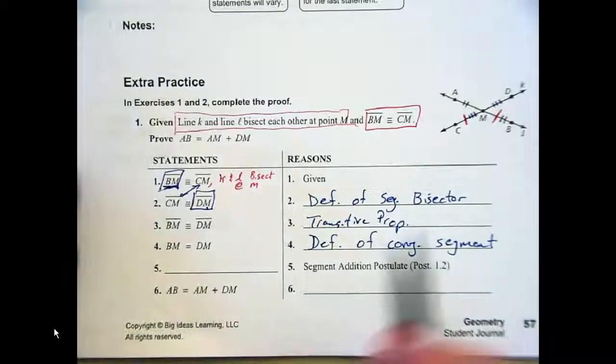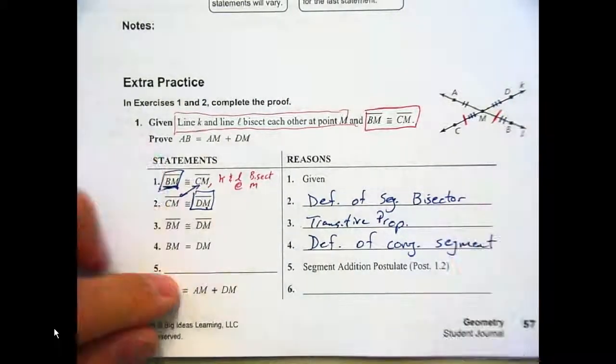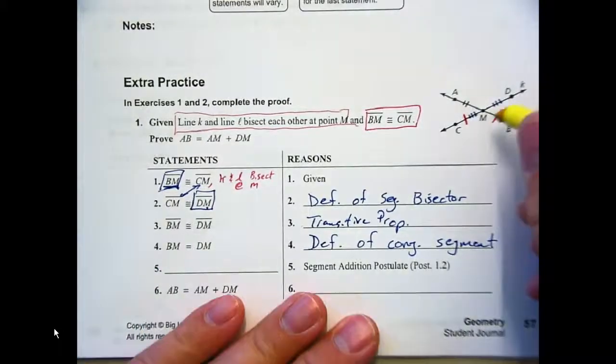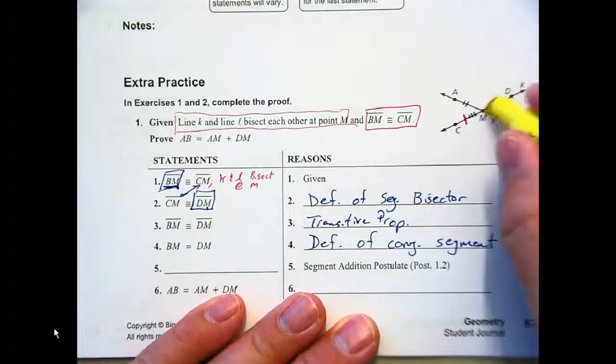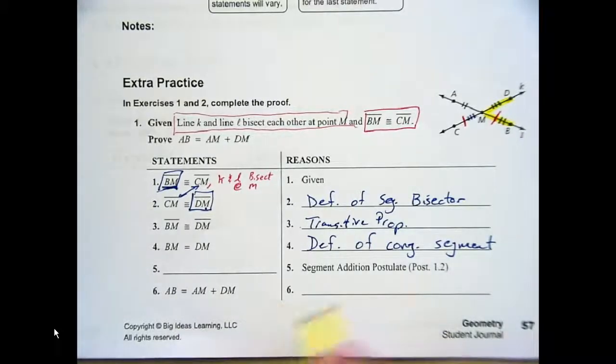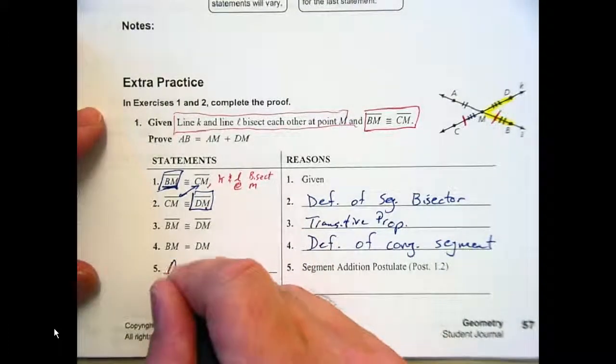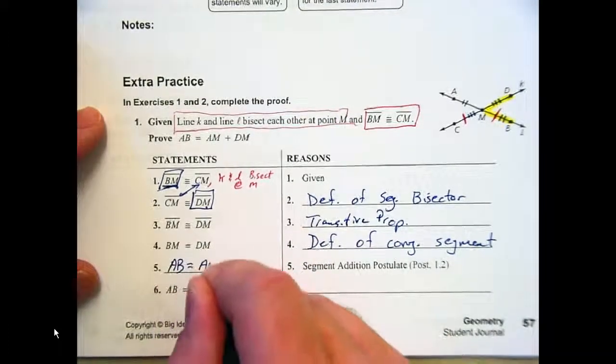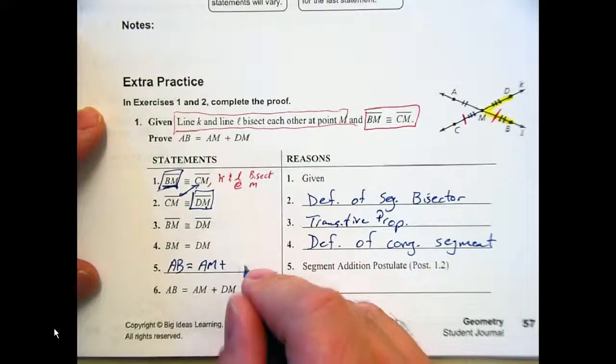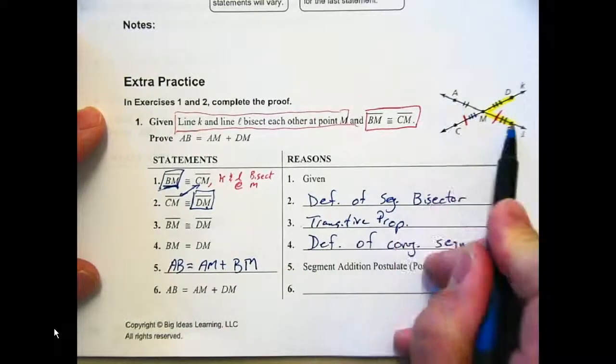All right. So now we know BM, and I'm going to start highlighting some of this to make it a little easier. BM is congruent to DM. They're equal. Based on the segment addition postulate, what do we know? Good. AB equals AM plus BM. Okay, so AB is equal to this plus that.